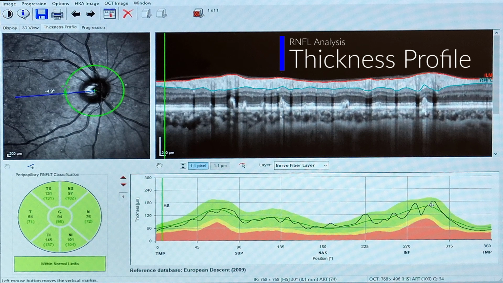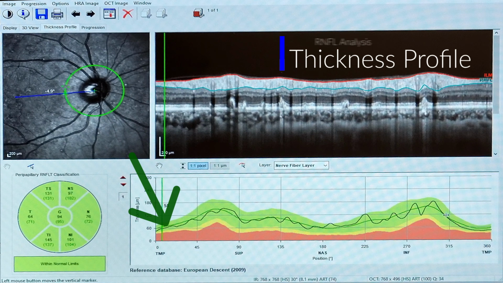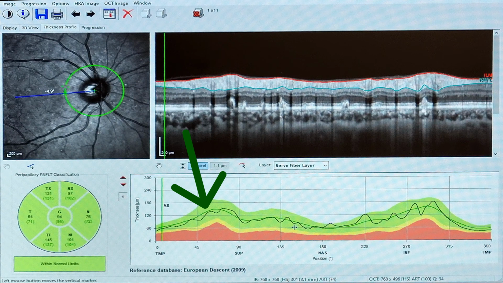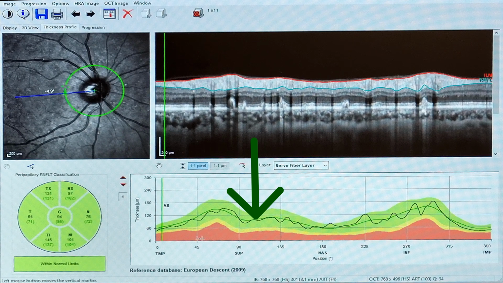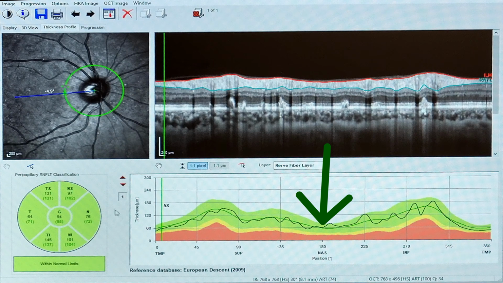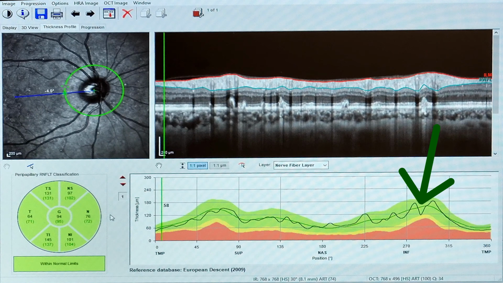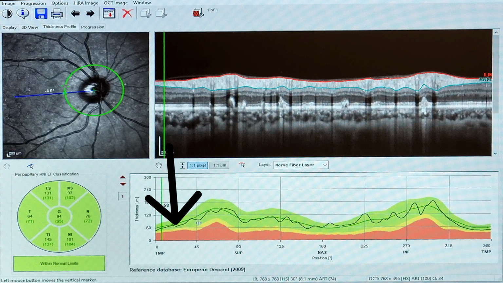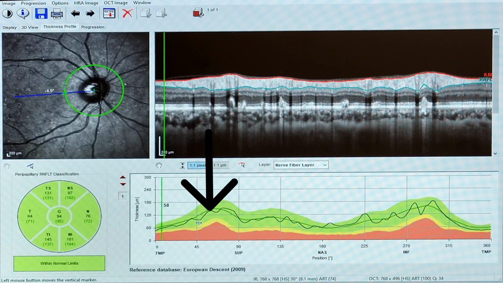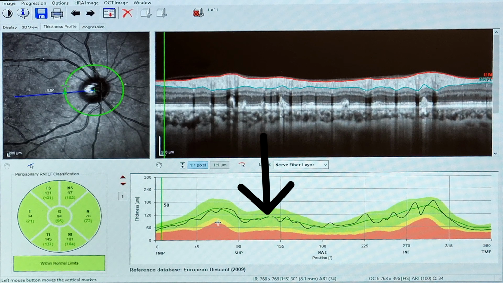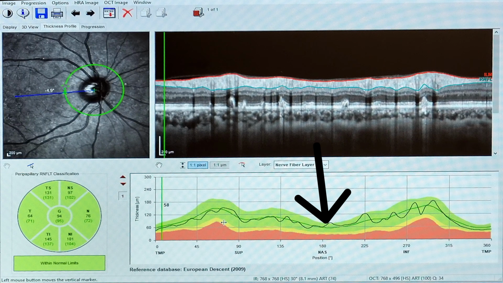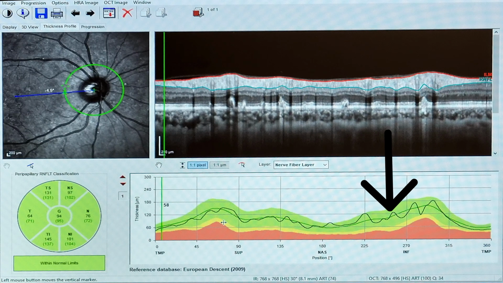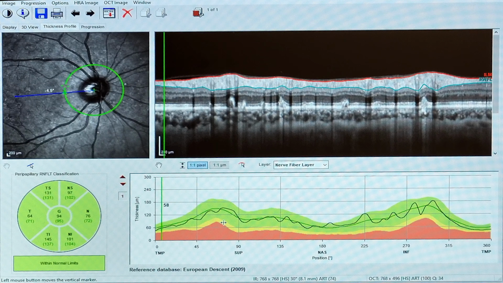So when I'm looking at a scan to start with, I start with the thickness profile. This green line here is the average from the Heidelberg normative database. Now, I'm led to believe it's quite a small database, maybe 900 patients. So it's useful, but it doesn't necessarily reflect the population of patients that we're looking at. This black line here is the patient's actual scan. It's all in the green and it all looks nice. For the majority of the OCT scans, you have two big peaks, the superior peak and the inferior peak.